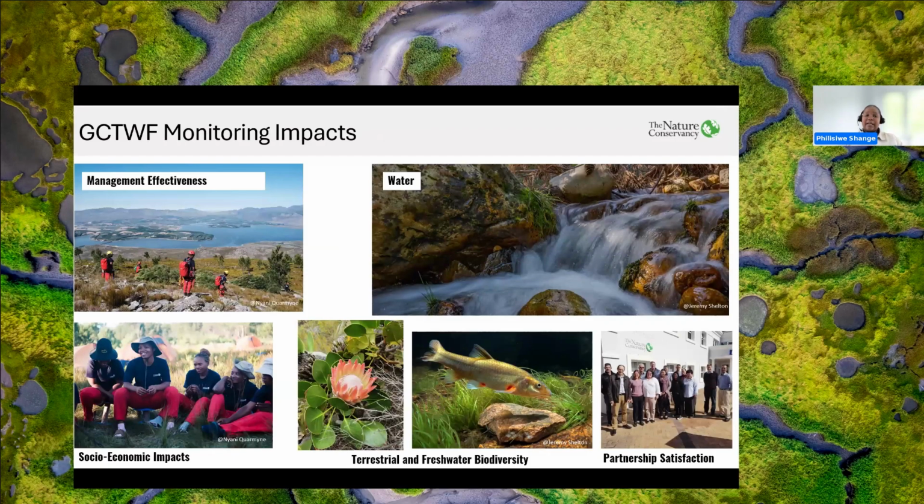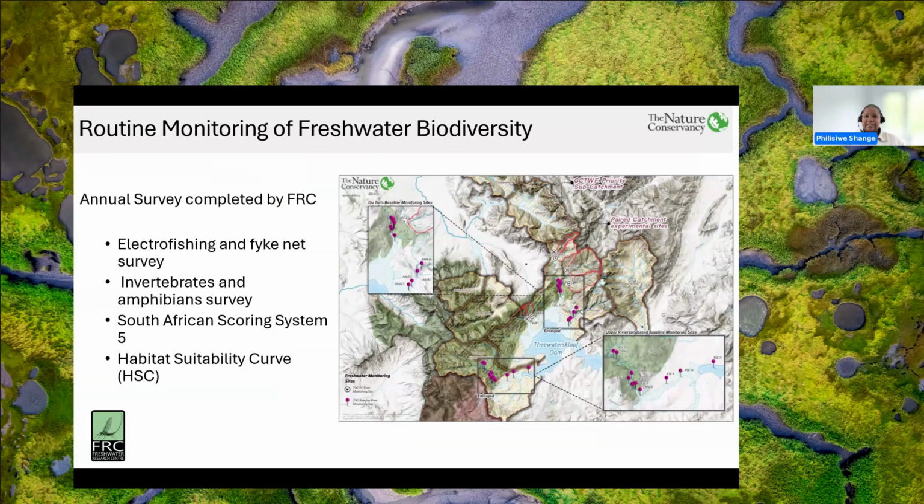So the Greater Cape Town Water Fund has a monitoring and evaluation framework, and we are looking at 5 thematic areas to track the impact of interventions. The first one, we are looking at management effectiveness. This helps us to apply adaptive management, and we also conduct a socio-economic impact survey, where we track how the project is impacting livelihoods. We also look at water replenishment, just to quantify how much water is replenished by removing invasive alien plants. And we conduct a partnership satisfaction survey.